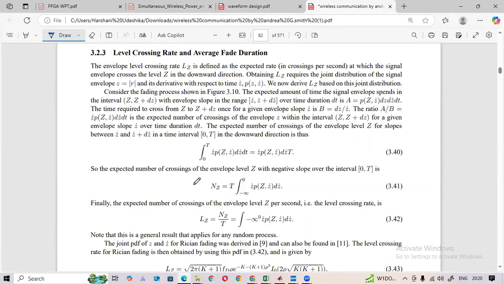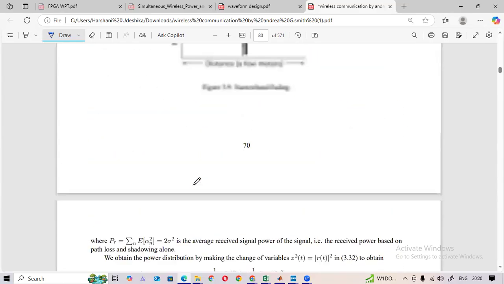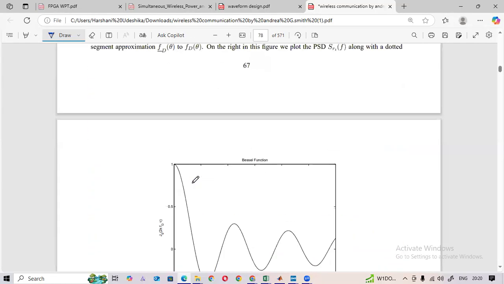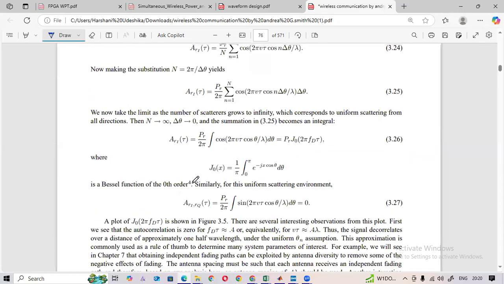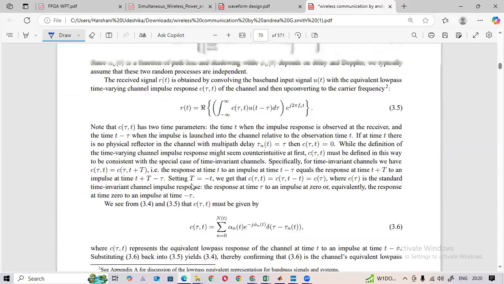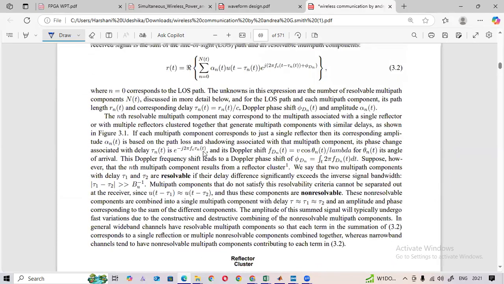There are some parts. Where is that Rayleigh model, Nakagami model? Where are those? It should be under the multipath fading module, no?